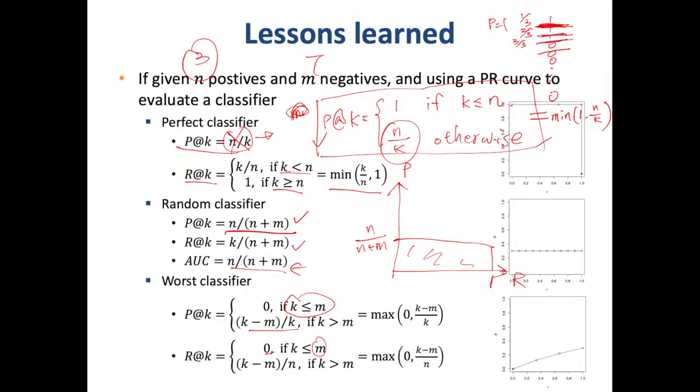So the area under the curve is a little bit harder to compute. You need more steps to compute the area under the curve. But essentially, this is the area under the curve, and this is what we call the unreachable area, because you just cannot. If you have n positives and m negatives, it's impossible that your area is smaller than this shaded part.